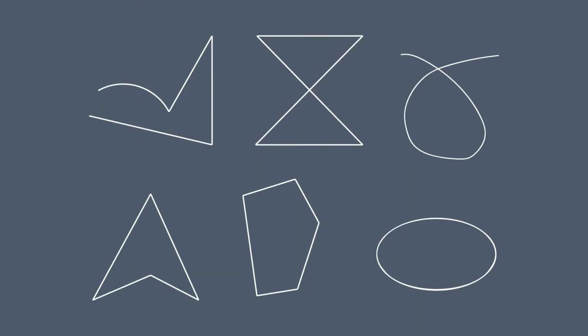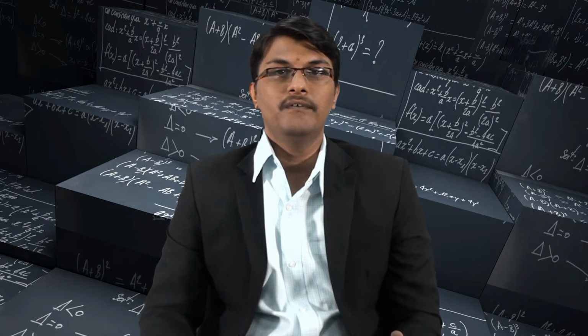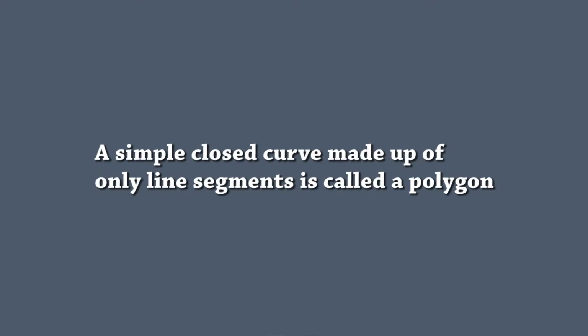Yes, here are some 6 plane curves. We see that some of these are made up of line segments. Some are not. Some of these are simple, but some are not. Some of them are closed, but some are not. A simple closed curve made up of only line segments is called a polygon.